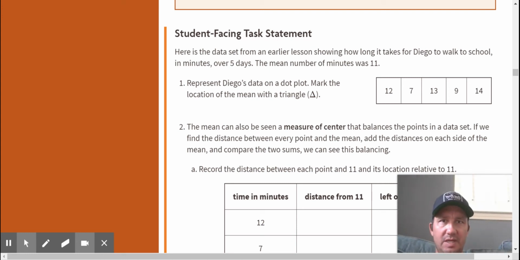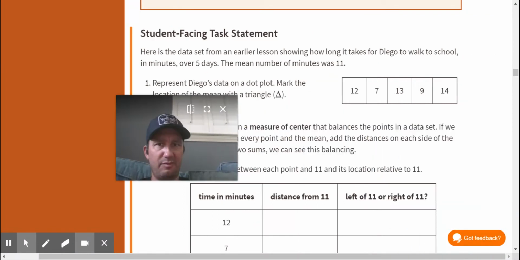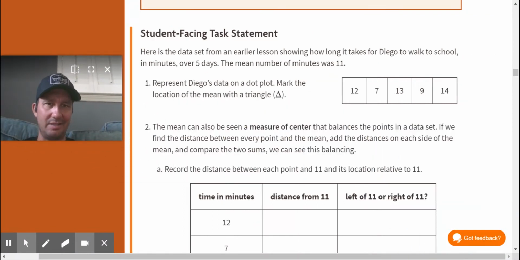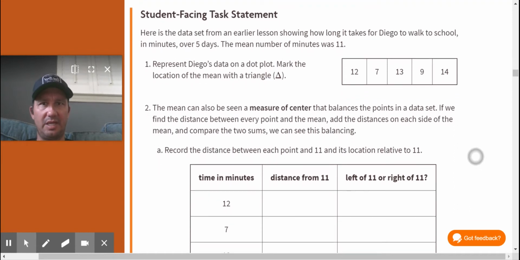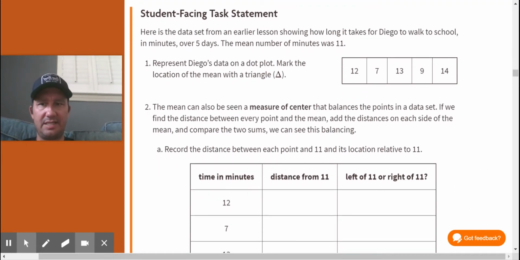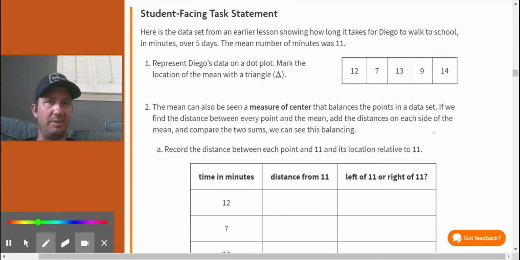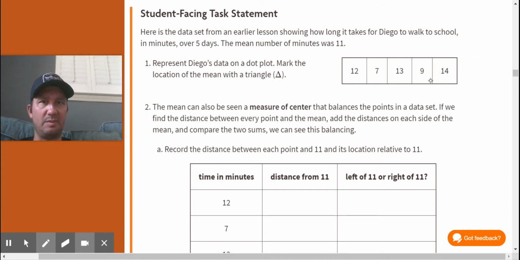Okay, 6th grade, we're going to talk about Unit 8, Lesson 11, but we're going to start on Lesson 10 because there's some information on here that we want you to look at. So we're looking at a data set talking about how long it takes Diego to walk to school in minutes over a 5-day period. It was 12 minutes, 7 minutes, 13 minutes, 9 minutes, 14 minutes. I already told you that the mean is 11.